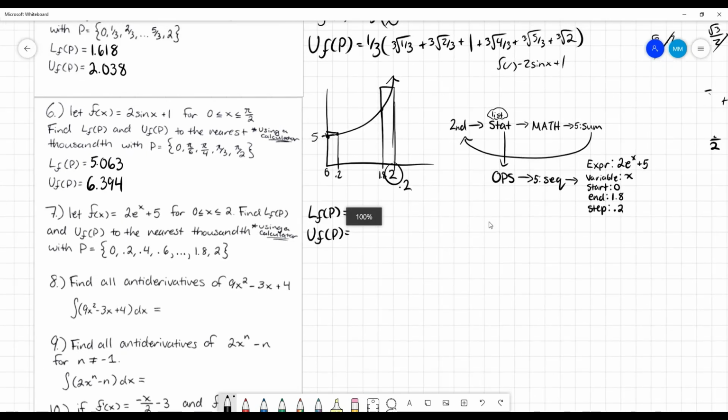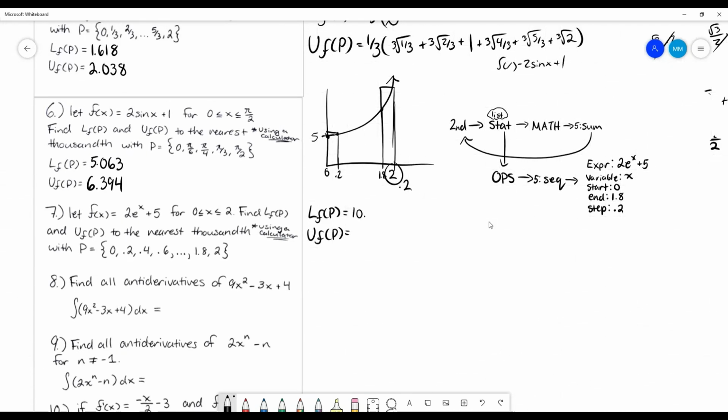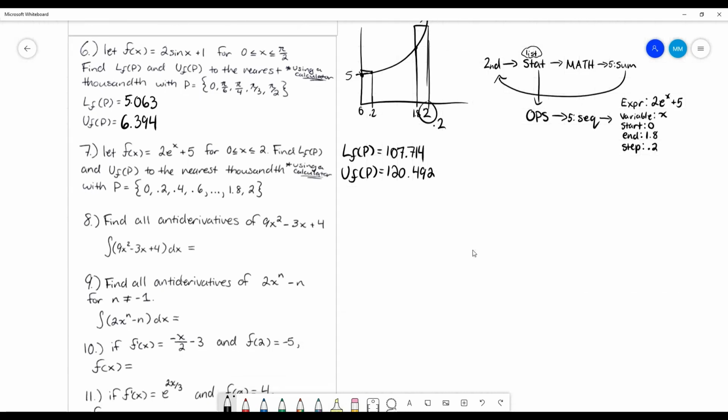Wow, that's big. Oops, didn't mean to zoom out. And that gets me like this, actually. Whoops. Okay. Now we want to do the upper sum. So again, like I said, all those same steps. So go to sum, go to sequence, type in that equation, variable x. Our start now, like I said, is that 0.2, and our end is 2. Step is the same. I've got an overestimate of something like that. And that's it. And we'll use that more on the next homework too, I believe.